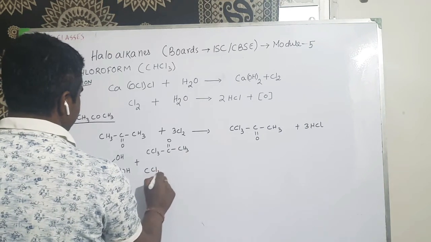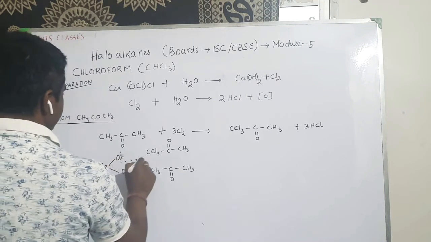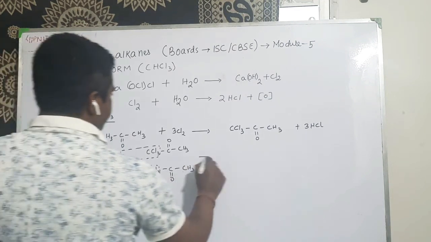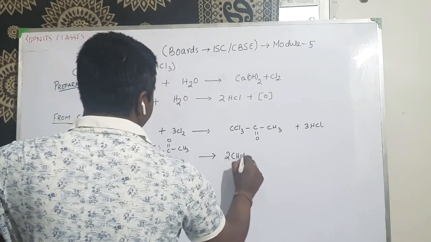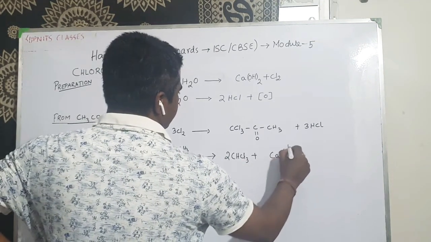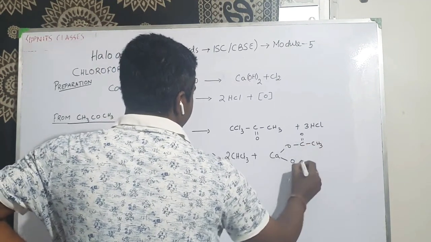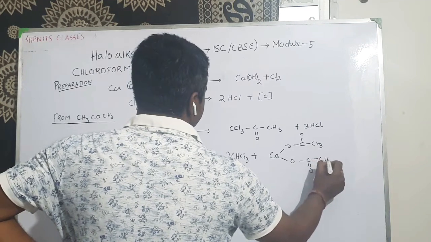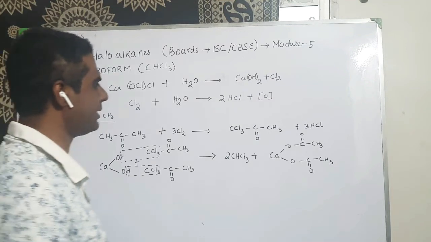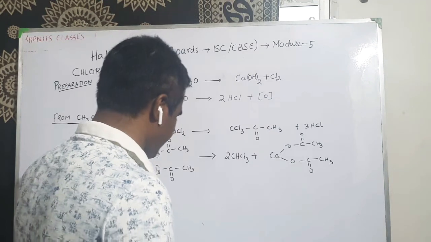Right, CCl3, make two molecules over here, join this like this, so you get again two molecules of chloroform plus calcium and oxygen, keep as it is, one bond is left, just join this. Calcium acetate. Okay, the byproduct is calcium acetate, and your main product is chloroform, because we are preparing chloroform over here.